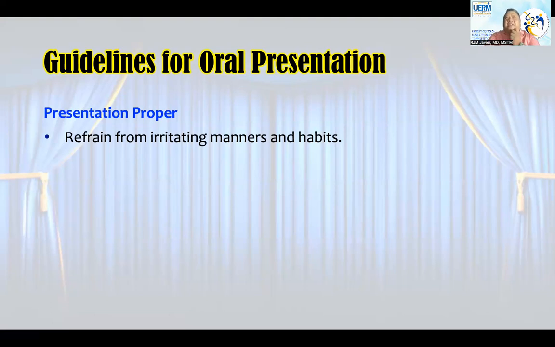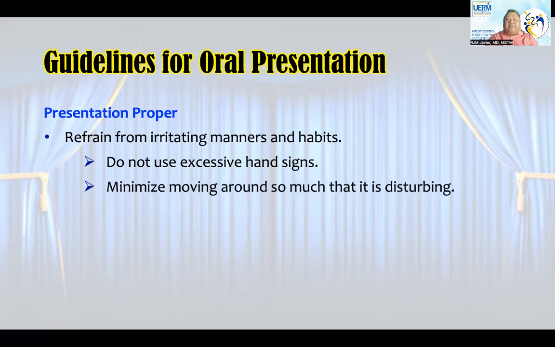So there are things that we want you to refrain from doing, especially if you're going to have a 5 minute or a 7 minute presentation. Try to refrain from doing these unnecessary mannerisms because sometimes they would make the presentation less effective. Do not use excessive hand signs. Minimize moving around so much that it is disturbing.